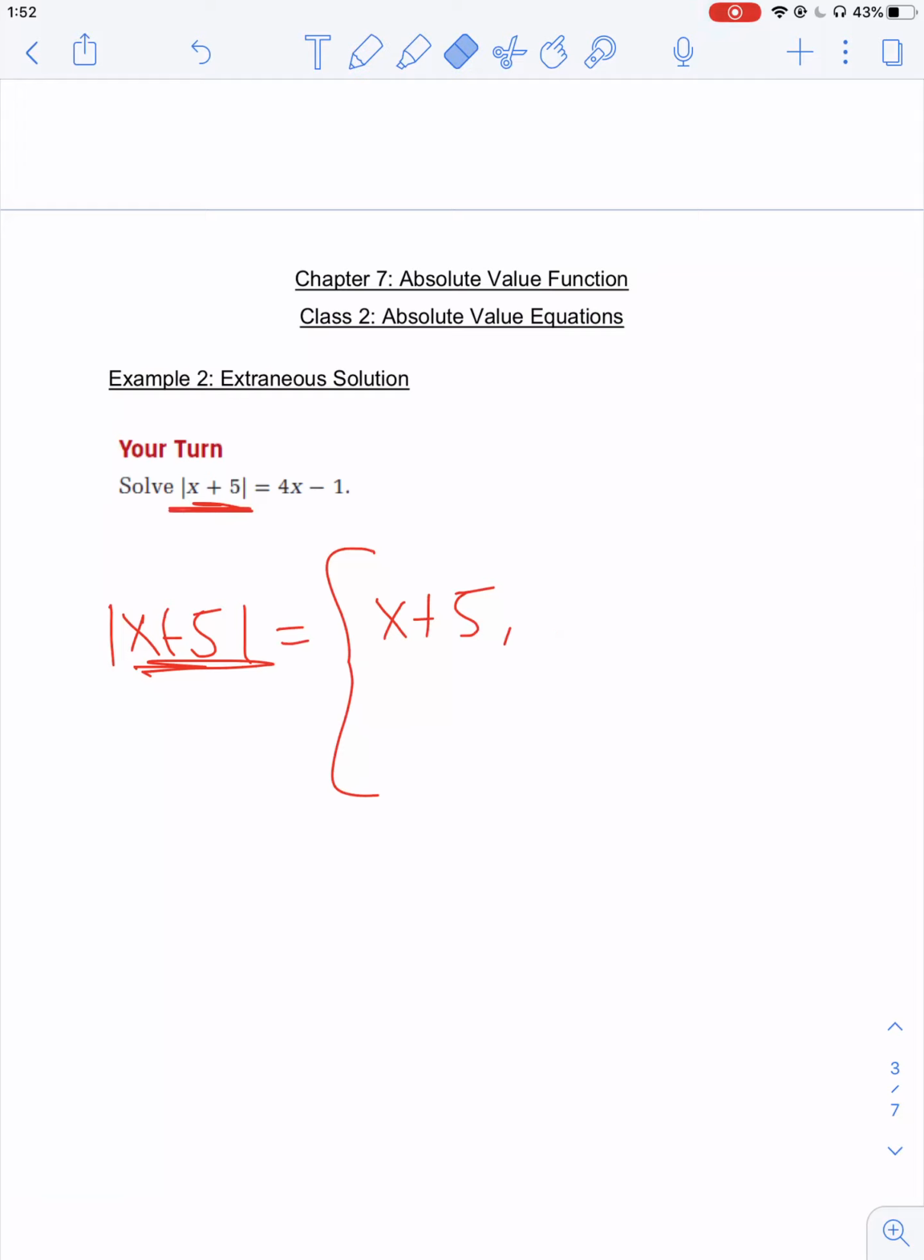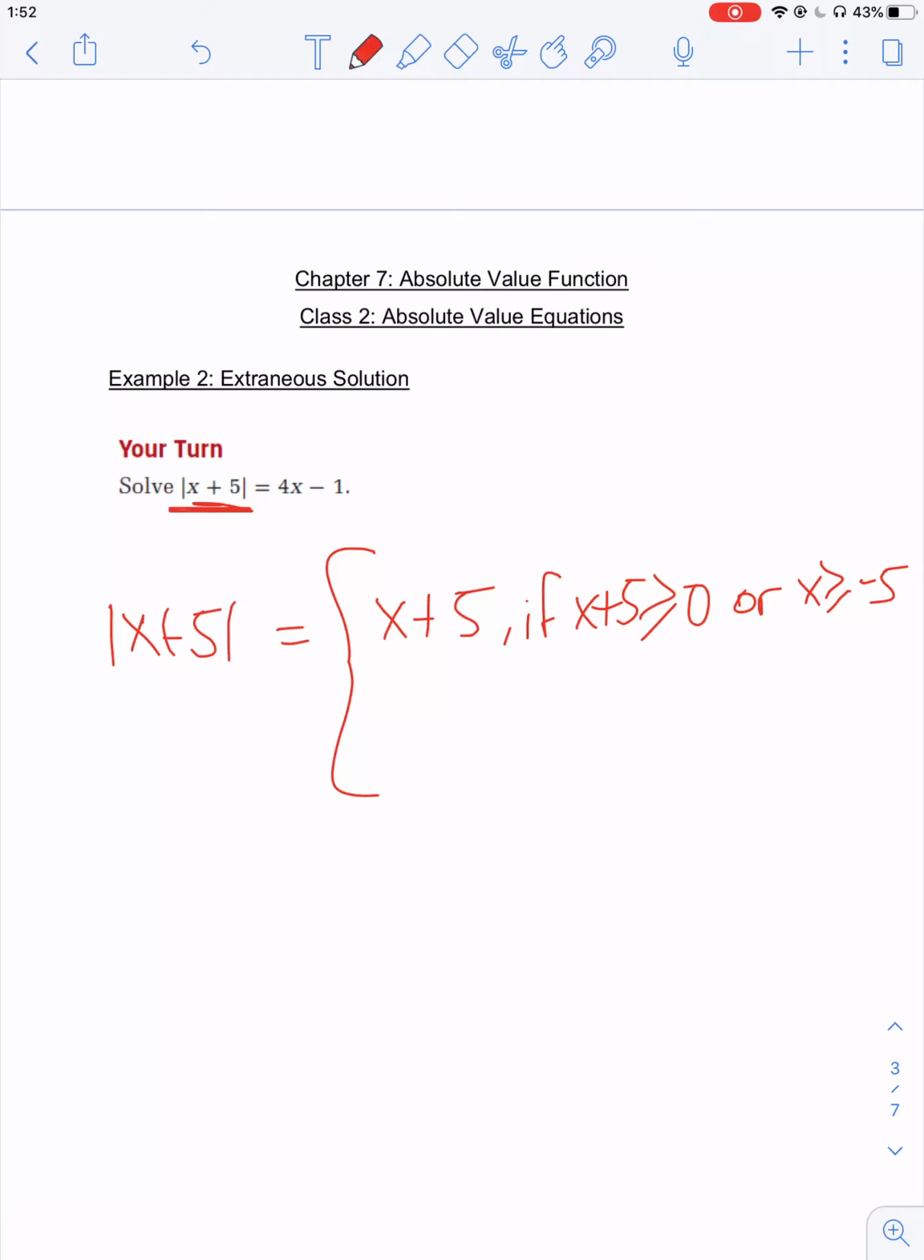Let me just clean this up because again, I'm running out of space. So if x plus 5 is greater than or equal to 0, and you solve for x, that basically means as long as x is greater than or equal to -5.